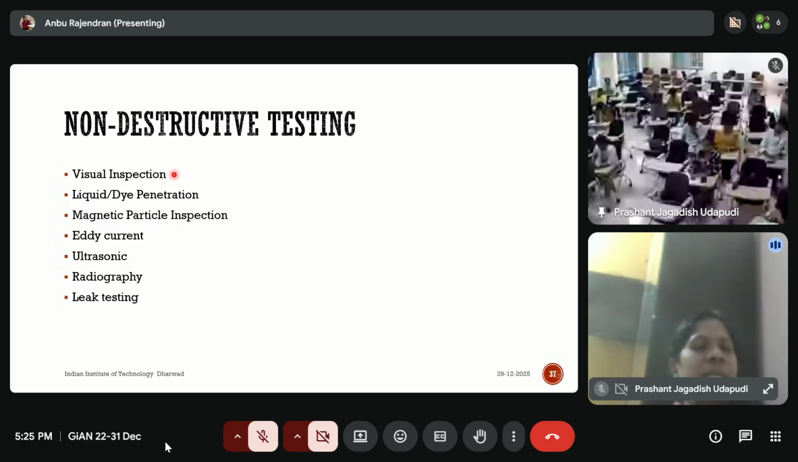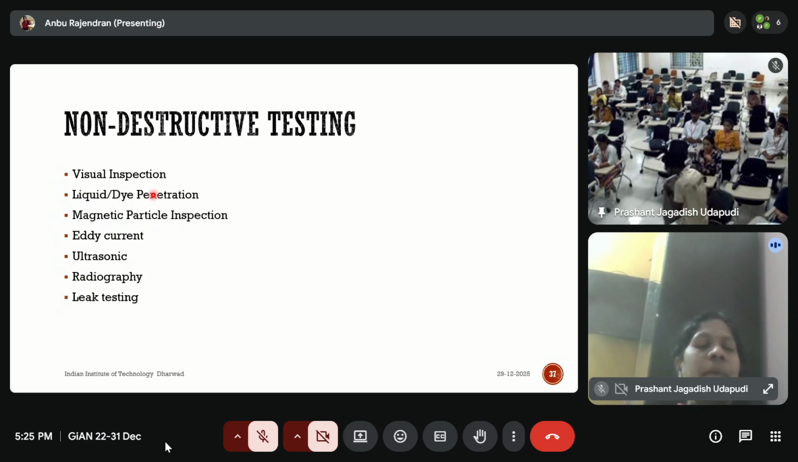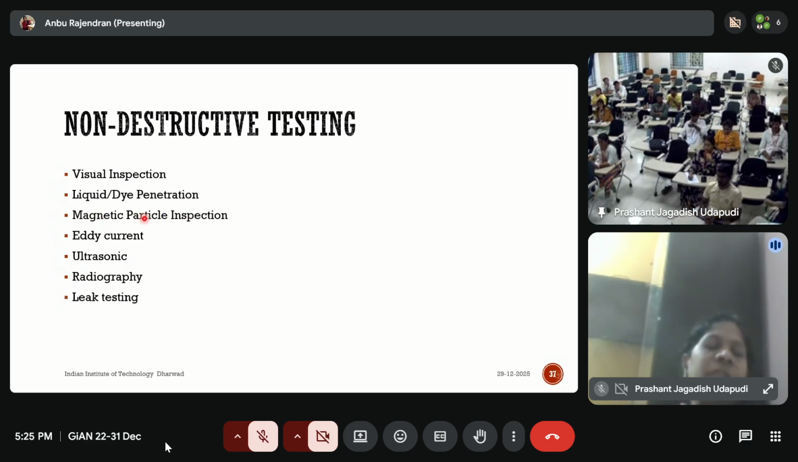Visual inspection: directly you can look into the samples with your naked eye, identifying the defects or cracks. Liquid dye penetration: by using some liquids, you can identify the cracks or defects present on the sample. Magnetic particle inspection: only magnetic material can be detected this way. You pass a magnetic field, and where there is a defect, there will be magnetic flux leakage. You can identify the defects.